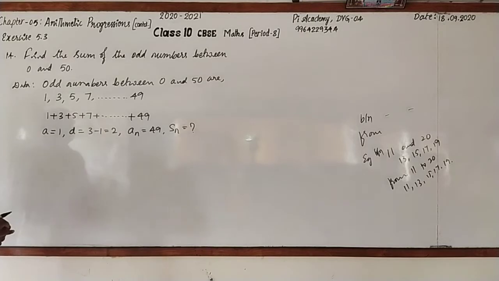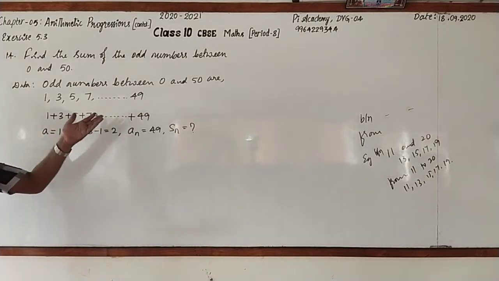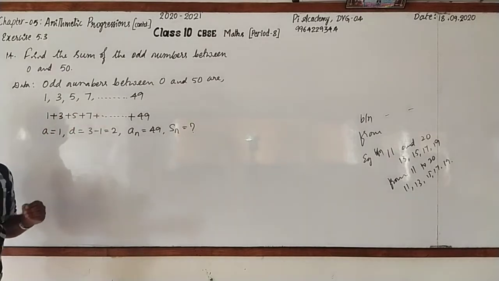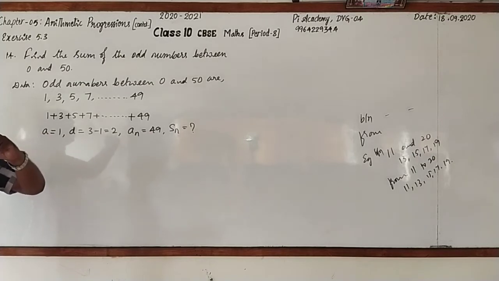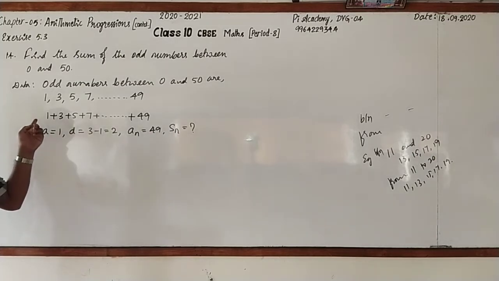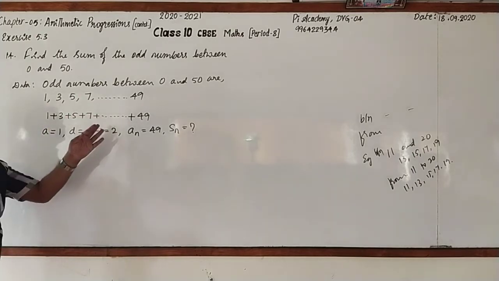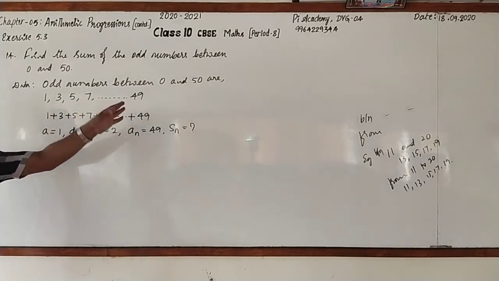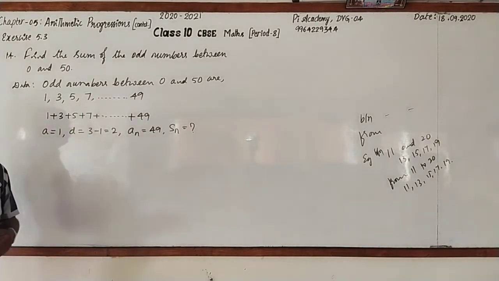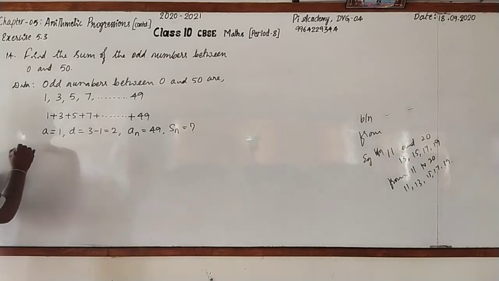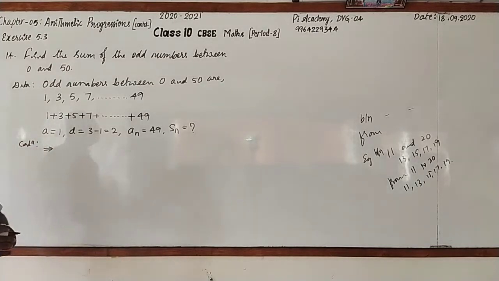Clear? But how many terms are there? We do not know. If you go for counting, generally you can say that there are 25. Because if you start from 1, 3, 5, 7, 9. Got it? From 1 to 10, 5. 11 to 20, 5. Then 21 to 30, 5. 31 to 40, 41 to 50. So total 25. But here we have to show with the calculation. First let us find out the number of terms.